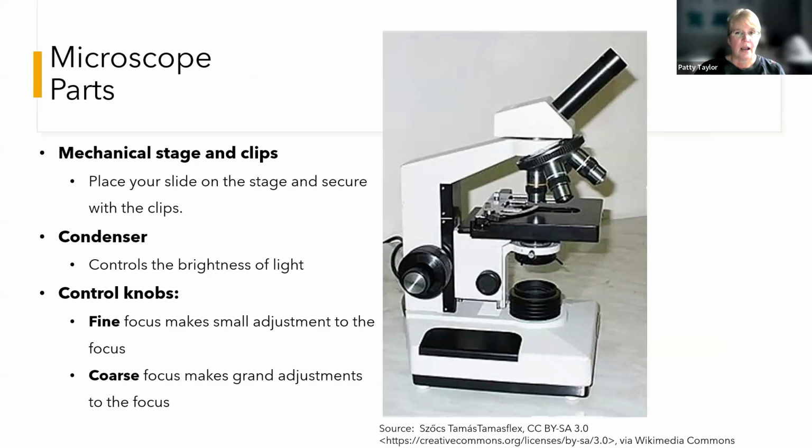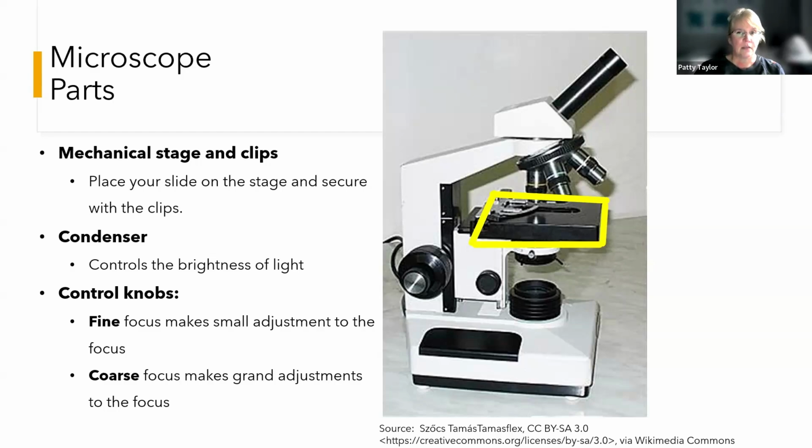So let's talk about how you would put a microscope slide on and work it. This portion here is called the mechanical stage. There are some clips there to hold your slide in place. As you move your slide around using stage knobs, you don't want that slide to fall off. So there's stage clips to secure that microscope slide.